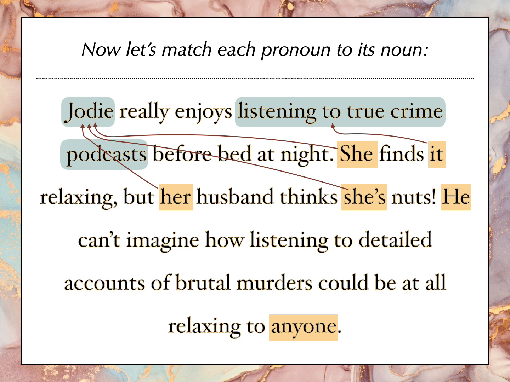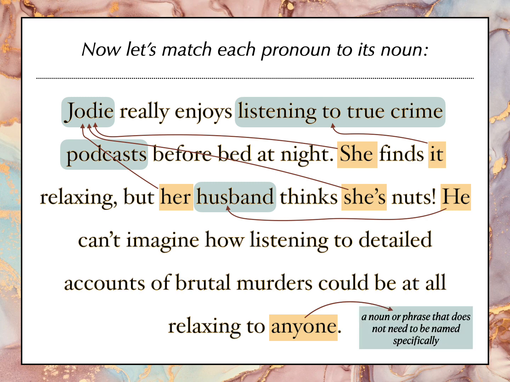So now let's look at he. What word is he replacing? He is replacing husband. And finally, our last pronoun, and this one's a little bit tricky. What is anyone standing in for? If you look, there's nothing in this sentence and nothing in this paragraph that anyone is referring back to. So anyone is actually referring to a noun or phrase that does not need to be named specifically. Remember, that's one of the things that a pronoun can refer to.